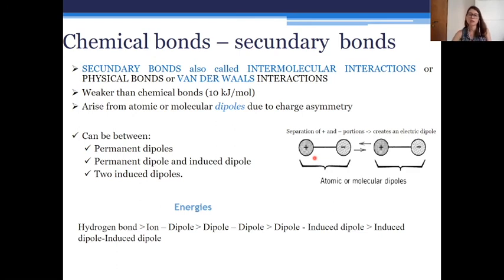So ranking the energy of these secondary bonds, we have hydrogen bonds that are more energetic, stronger, then ion dipole, dipole-dipole, dipole-induced dipole, induced dipole-induced dipole, okay? So this pair of kinds of dipoles.